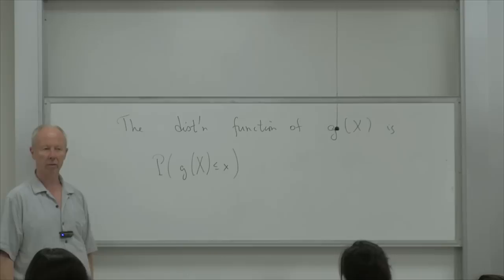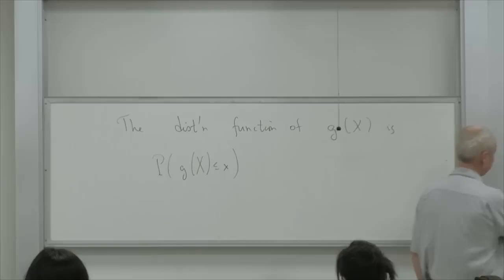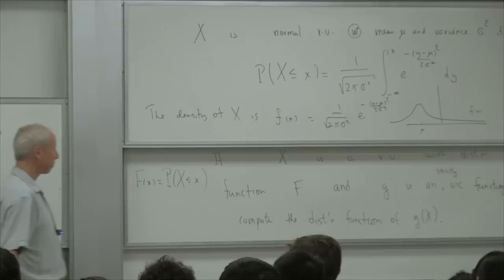Let's try to compute that in terms of capital F. What is capital F? Capital F is the probability that capital X is less than or equal to little x. Can we express this in terms of capital X being less than or equal to something?